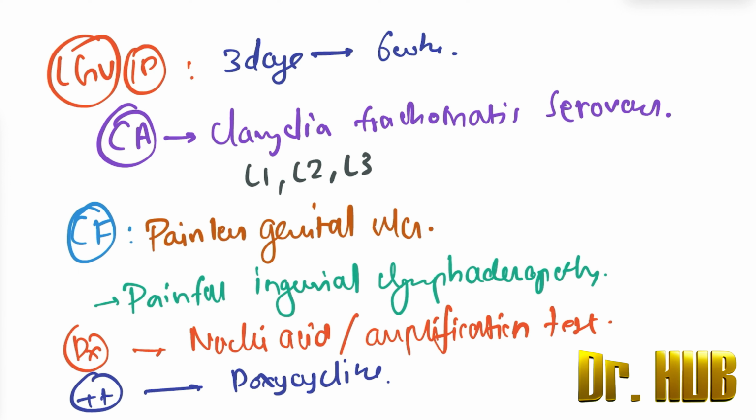So this was about comparing the genital ulcers. We saw genital herpes, the syphilitic chancre, that is the hard chancre. We also saw donovanosis, granuloma inguinale, chancroid, and LGV.